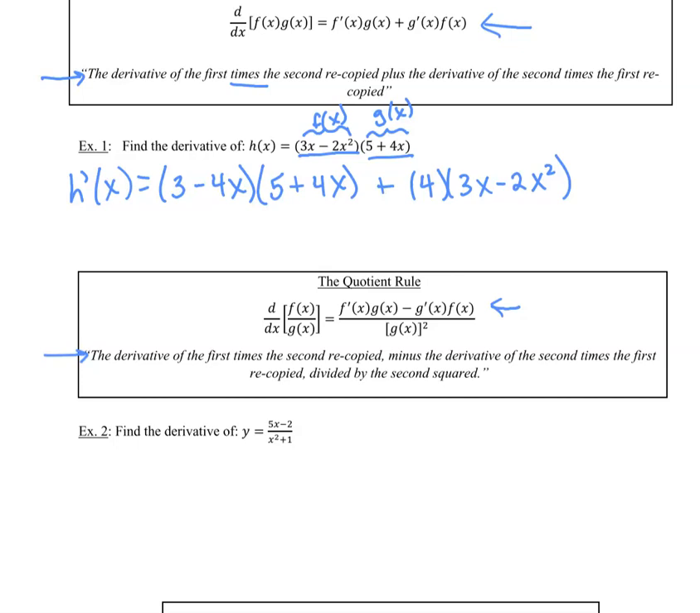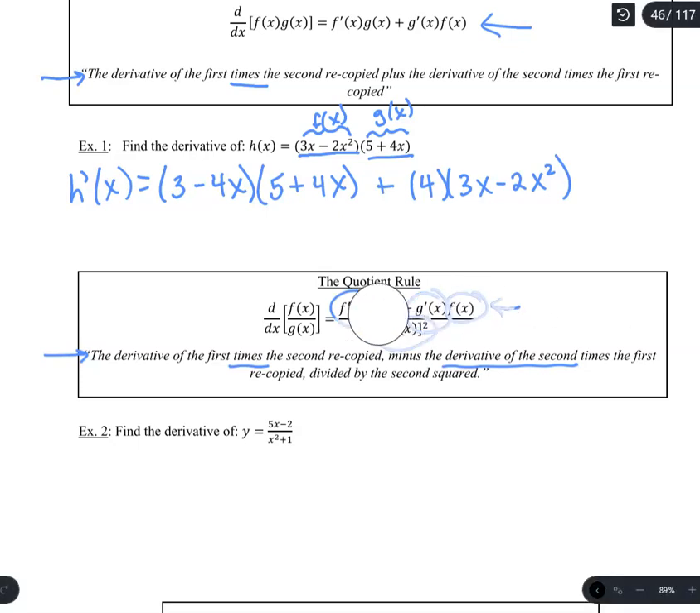And I say the derivative of the first, so that's f prime, times the second recopied, minus the derivative of the second, that's g prime, times the first recopied, that's f, all over, or divided by, the second function squared. So the original g of x squared. So the derivative of the first times the second recopied minus the derivative of the second times the first recopied, all over the second squared. So let's look at this example.